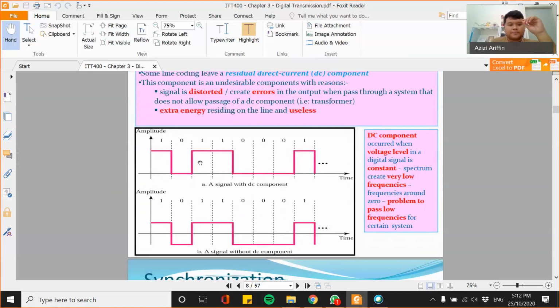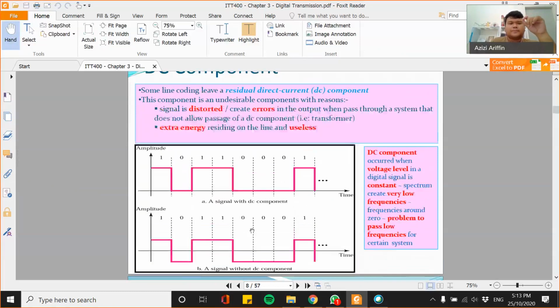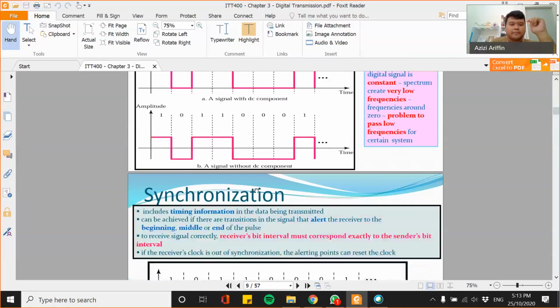For example, here this is with a DC component and this is without a DC component. It can occur when the voltage level in the digital signal is constant, so the spectrum creates a very low frequency. If we have a DC component, sometimes it will create unnecessary distortion and errors. So that is the DC component.